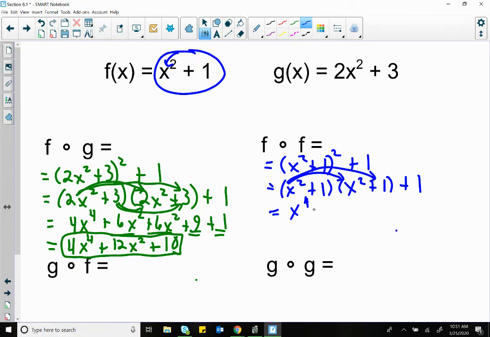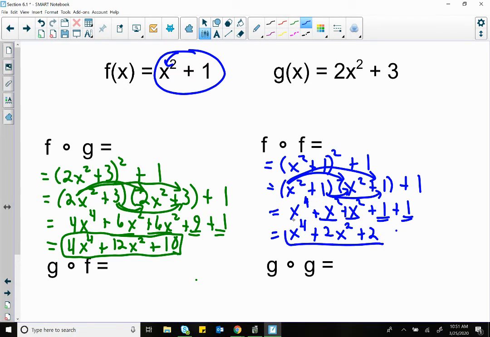X squared times 1 is x squared. 1 times x squared is x squared. 1 times 1 is a positive 1. And then we're going to add 1. So cleaning up, we get x to the fourth. The x squareds get together and become 2x squared. The 1's get together and become a plus 2. And there's our equation. It is this easy, I promise you.